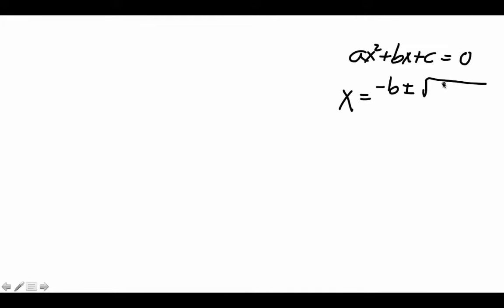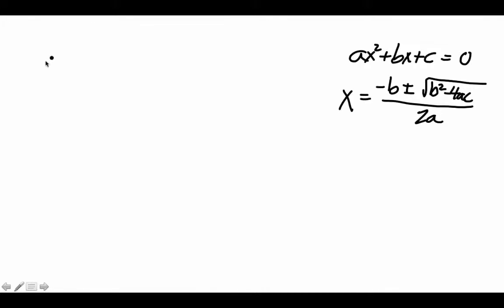Let's take that exact same problem, but this time we're going to solve using the quadratic formula. So you need to memorize the quadratic formula, and the quadratic formula says if you have an equation that looks like ax squared plus bx plus c equals 0, then x is equal to the opposite of b plus or minus the square root of b squared minus 4ac all divided by 2a.